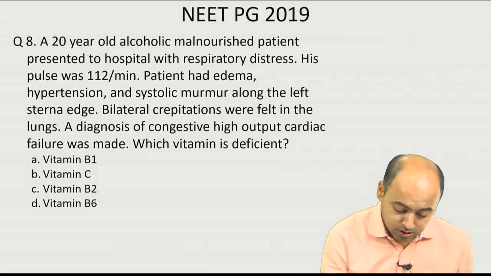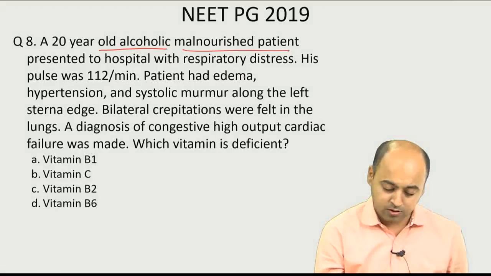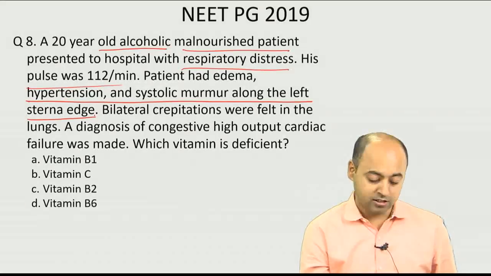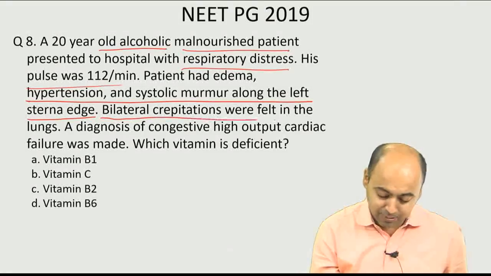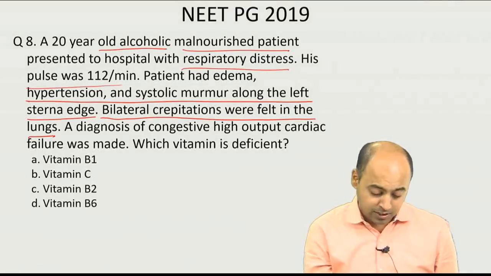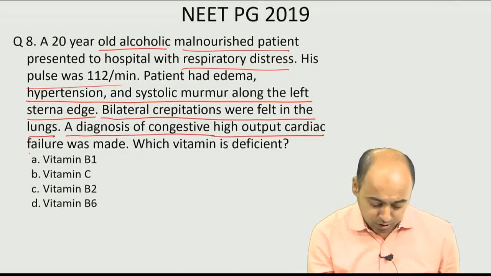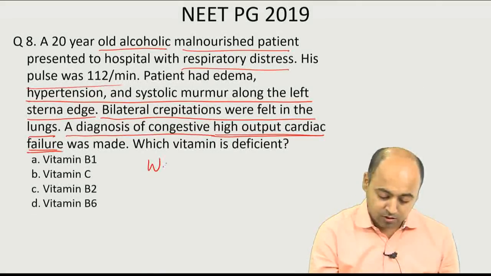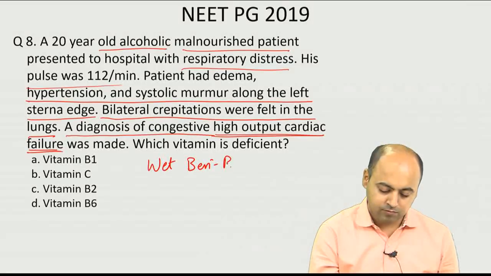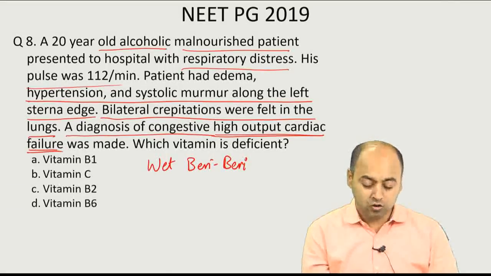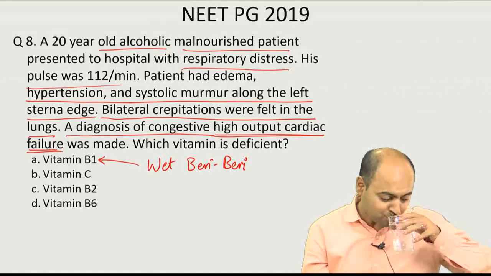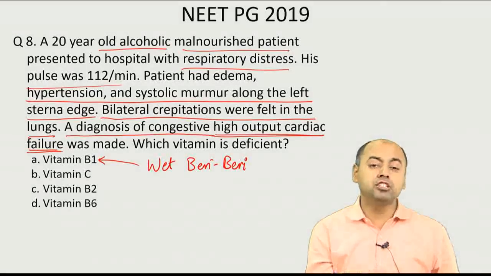Now question number 8 talks about an alcoholic malnourished patient with respiratory distress. Pulse is very fast. Patient has edema, hypertension and a systolic murmur along the left sternal edge, indicating heart failure. Again, bilateral crepitations were felt in the lungs, again present in congestive heart failure, and a diagnosis of high output cardiac failure was made. Now this high output cardiac failure is a characteristic term which is used for wet beriberi. It is a characteristic feature of the condition called wet beriberi, which is due to deficiency of vitamin B1.